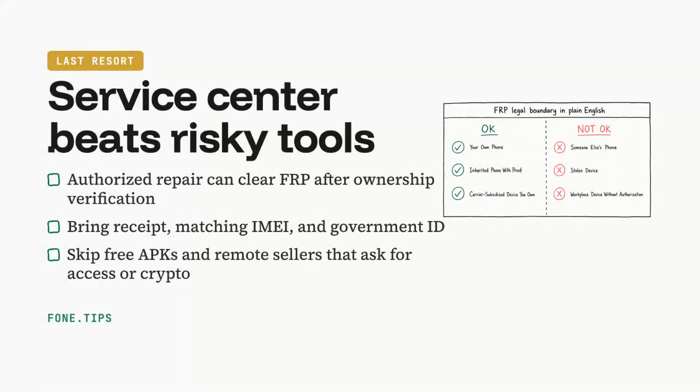The last legitimate fallback is an authorized service request. Bring or upload a dated receipt, a matching IMEI, and government ID. It is slower than a quick internet trick, but it preserves the legal boundary and avoids malware. Free FRP APKs and remote unlock sellers are exactly where many users get burned.